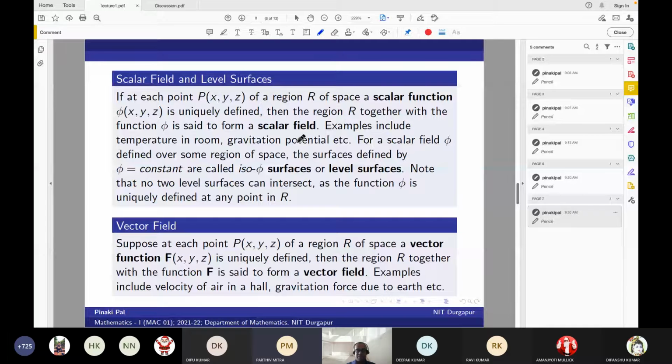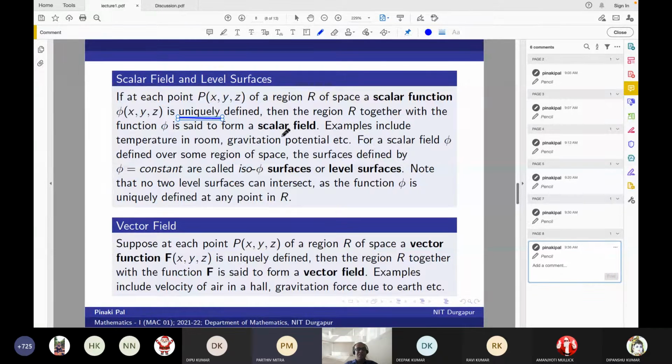The region in which the function is defined, together with the function, is called the scalar field. Formally, suppose at each point P(x, y, z) of a region R of space, a scalar function is uniquely defined. This is very important: uniquely defined. There cannot be more than one value. Then the region R together with the function is said to form a scalar field. Field means some region actually.